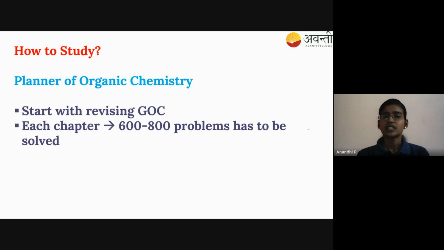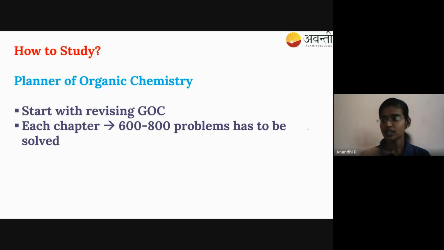So NCERT is the Bible, I can say, for both JEE and NEET. So first you concentrate on NCERT. Concentrate on one book first, and you do that book 10 times.